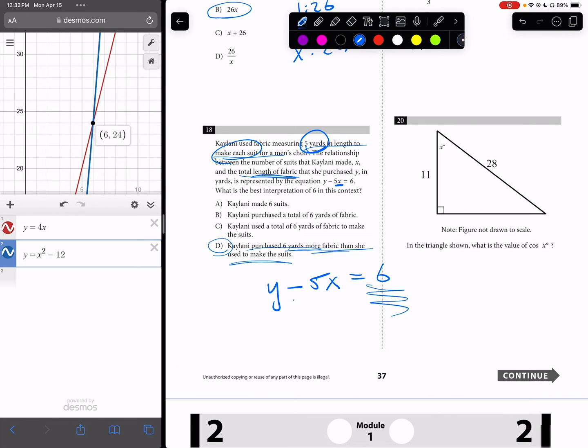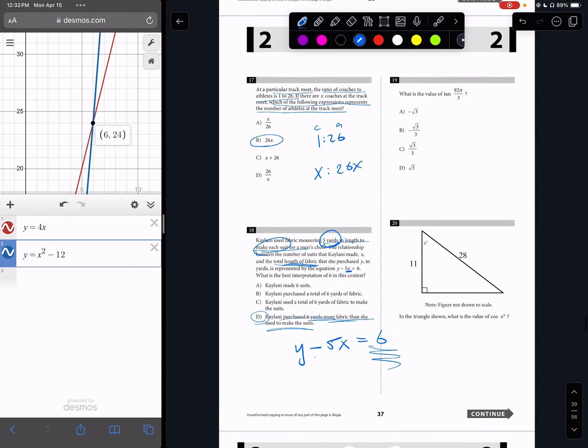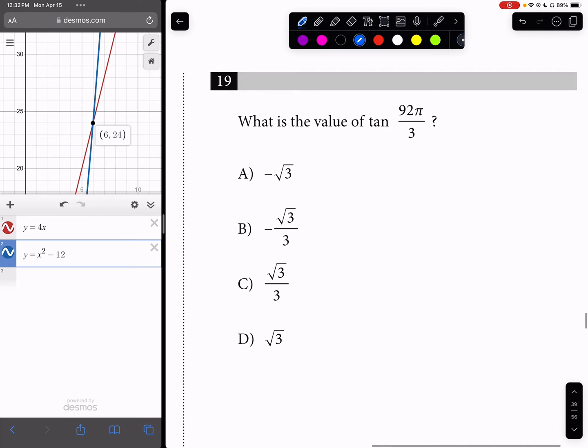Okay, great. Come on over here. We're almost done, I think. Number 19, what is tangent of 92 pi over 3? Well, I'm actually going to try putting this into my calculator first, putting it into radian mode. What is tangent of, in parentheses, 92 pi divided by 3? Do I get a clean value? I get negative 1.732. Now, what I'm probably just going to do is try these answer choices and see which ones match.